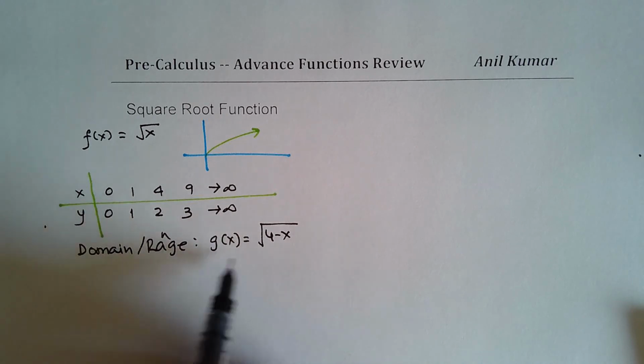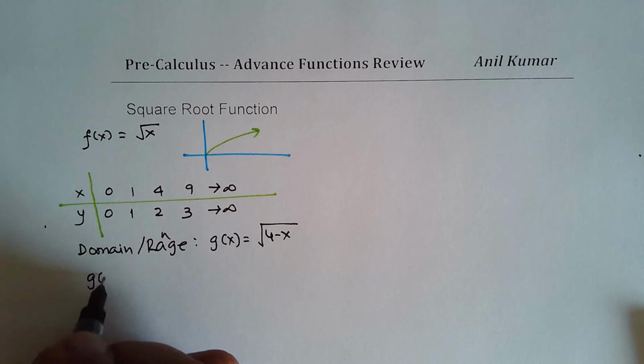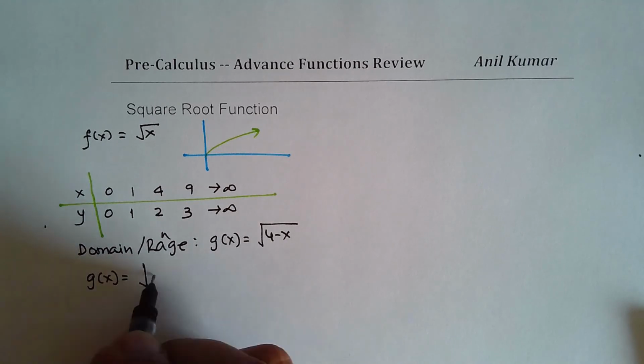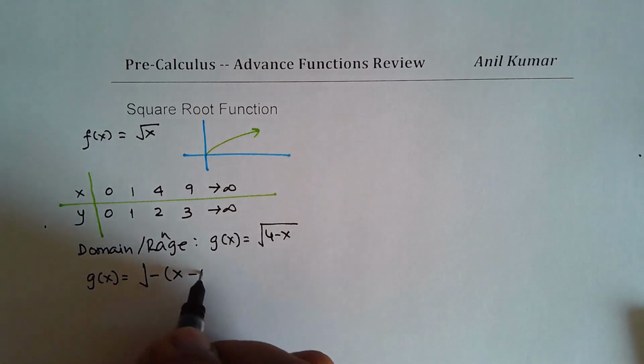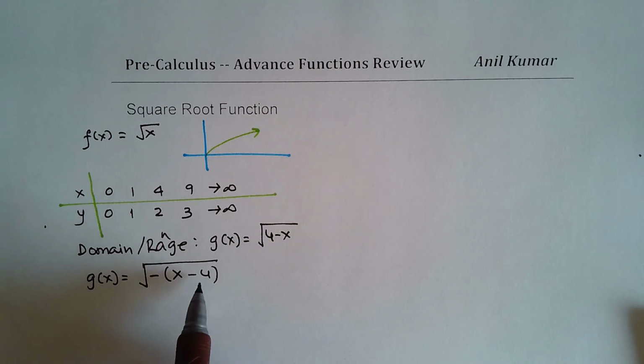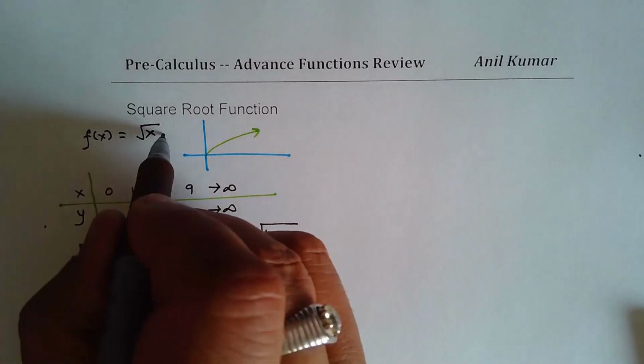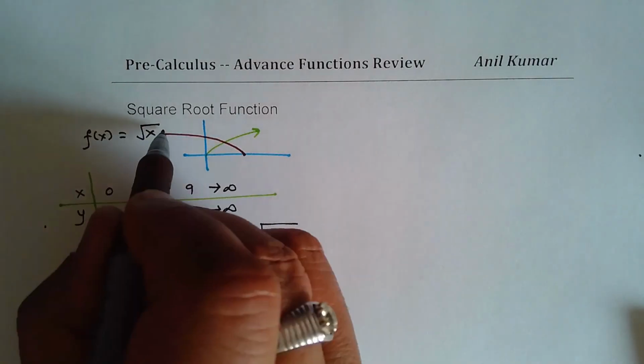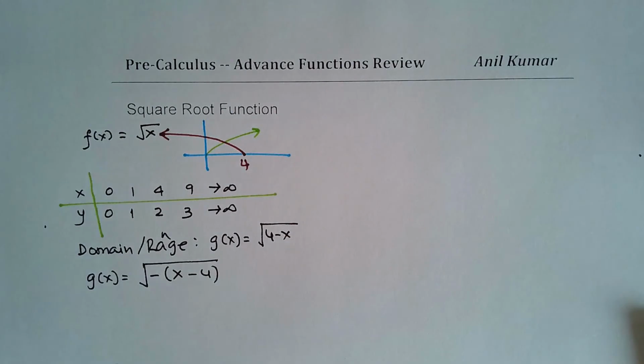So let's rewrite this function first. We get g of x equals square root of minus (x minus 4). It's very important to factor out the coefficient of x. Now once you do that, it is simpler. You know, it is reflected on the y-axis and moved 4 units to the right. So you could get a function which looks kind of like this, where that point is 4 for us, and now you can easily write the domain and range. Is that clear, right? So not a difficulty, correct?